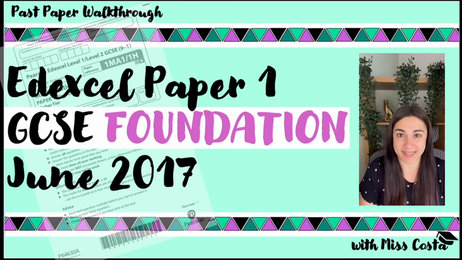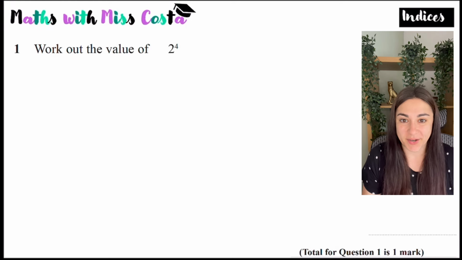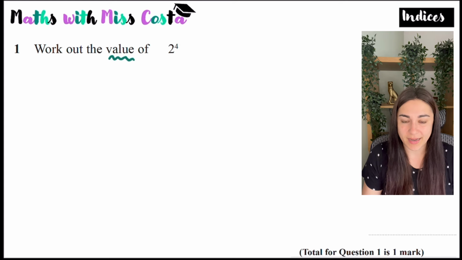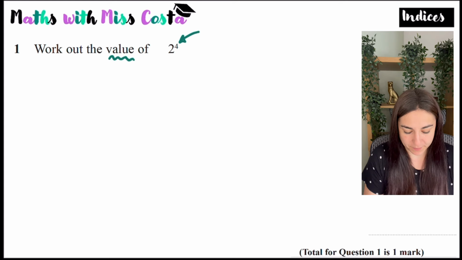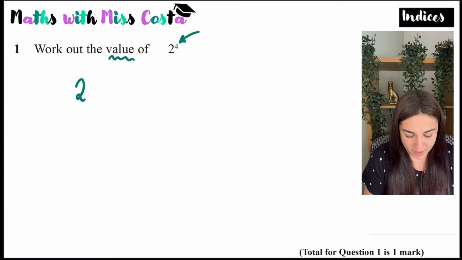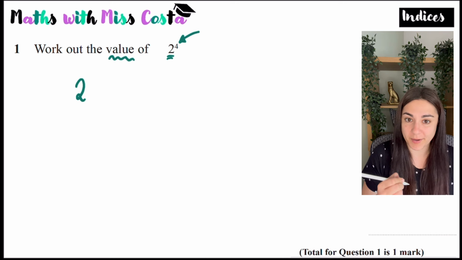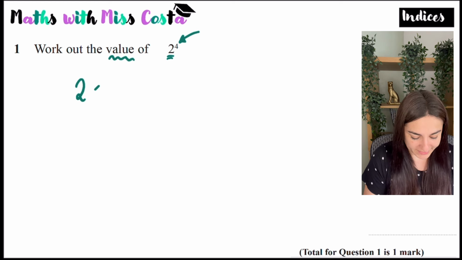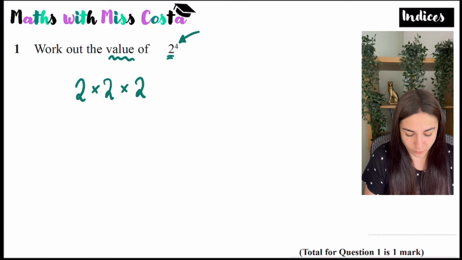1 for June 2017. Okay, so in this question I'm being asked to write down the value of 2 to the power 4. Now when anything is to the power of something, this is called the index or the power, and it means that my base, the big number, is multiplied by itself however many times this number is. So it's 2 to the power 4, which means 2 multiplied by itself 4 times.